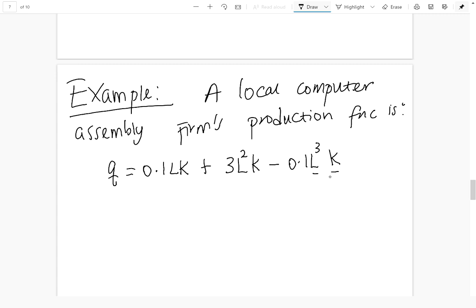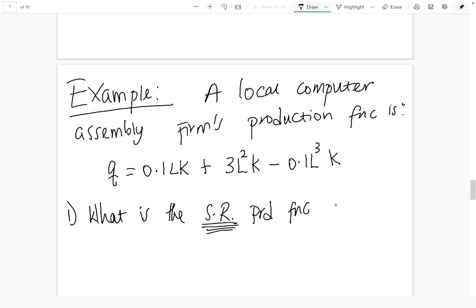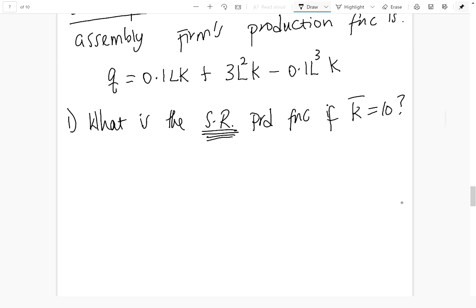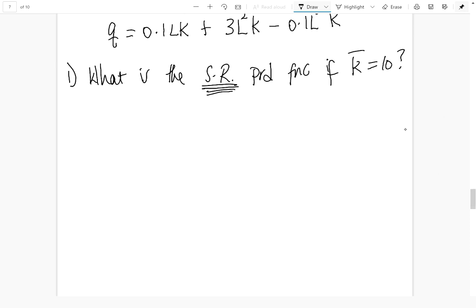If the question is asking us what is the short run production function, now the moment we see short run, we know something is fixed, right? One of them is fixed. If K bar is equal to 10, right? So capital is fixed. And then if it also asks us to find what is MPL and APL.